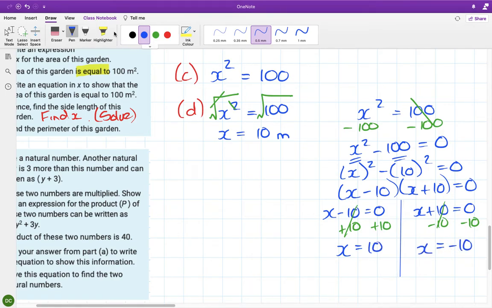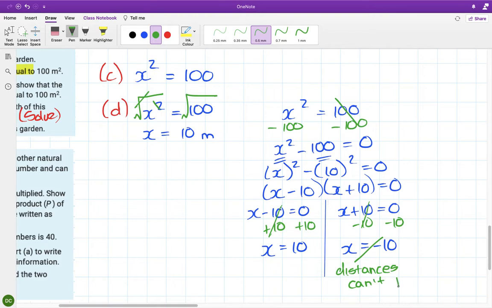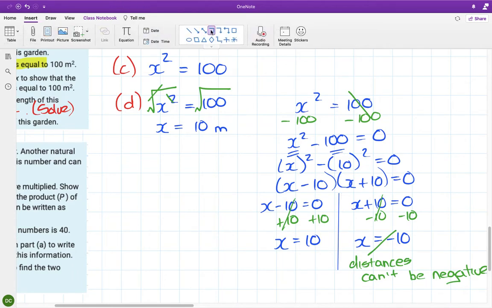Because x represents a distance, we can reject this because distances can't be negative. Okay, and we get our x equal to 10.